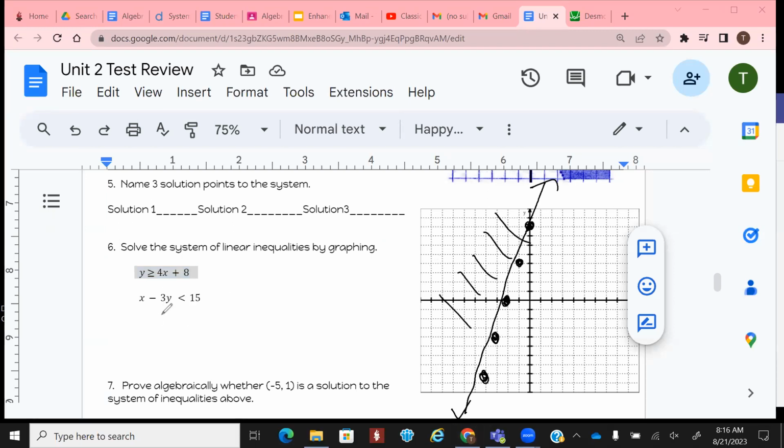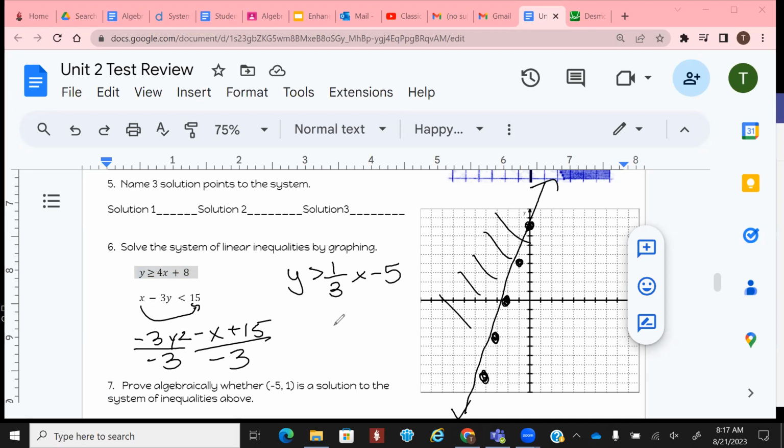Now we're going to graph the other one. We have to write it in y = mx + b format first. We're going to move that x to the other side. And then we're going to divide by -3. When we divide by -3, that means we're going to flip the sign. And so this is going to give me positive 1/3 x minus 5.